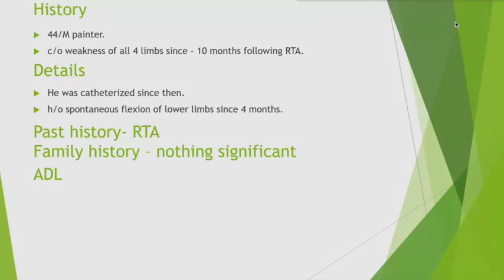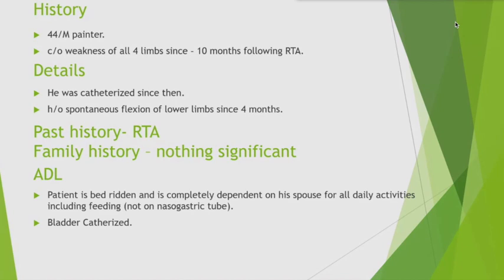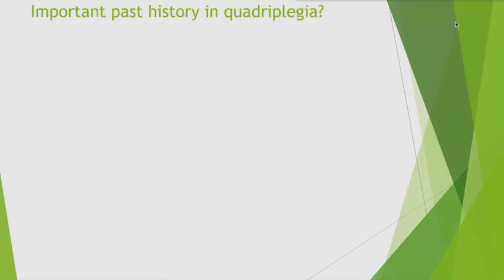It is based on Barthel's index. The patient is bedridden and completely dependent on his spouse for all daily activities, including feeding, and the bladder is catheterized.